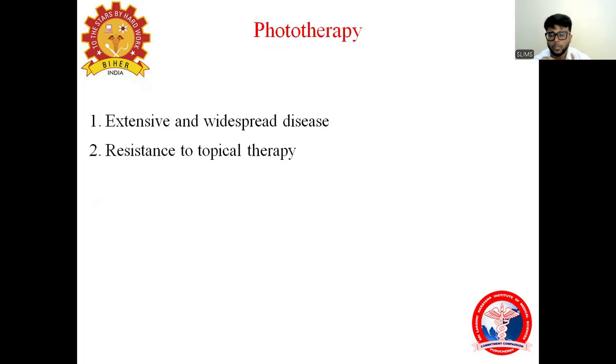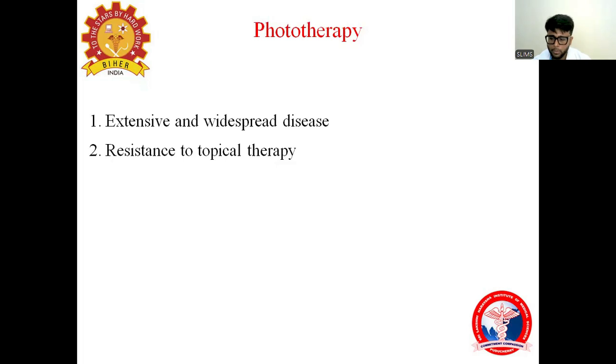And what are the options for extensive disease? We have to calculate the PASI score. The PASI score maximum is 72 and the least is 0. If the score is more than 10 or 15, you have to start oral therapy.